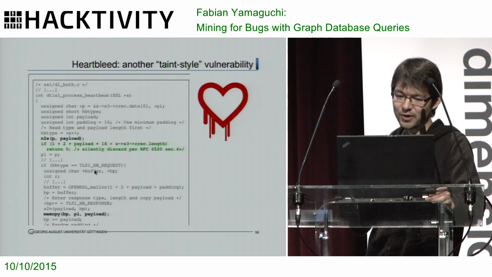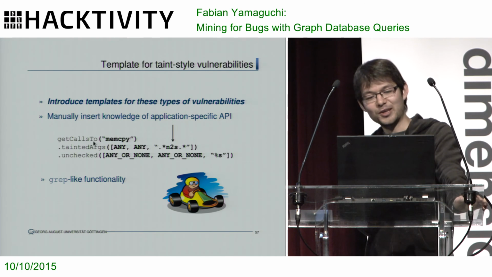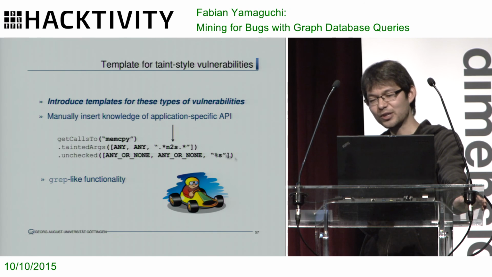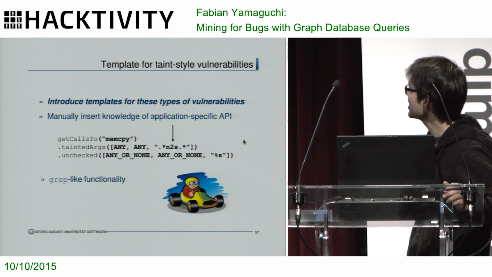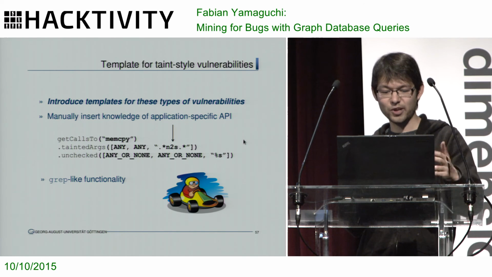And by that time, you think, OK, let's just create a template for this. You know, get calls to some sink function. And then you want to describe what the arguments to the function look like, each of them, and how they should be checked. And if that's not the case, you know, output it. And so these are the kind of queries that I use these days. So not those long queries, but something like this. And this gives you grep-like functionality.